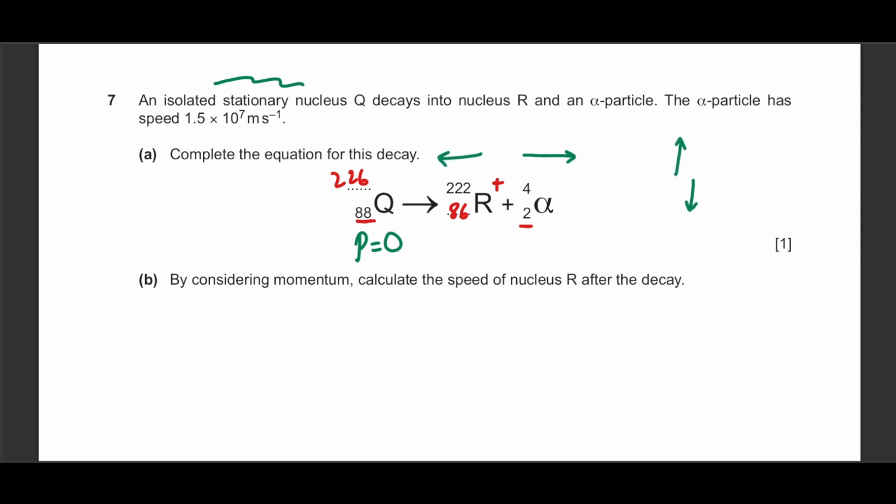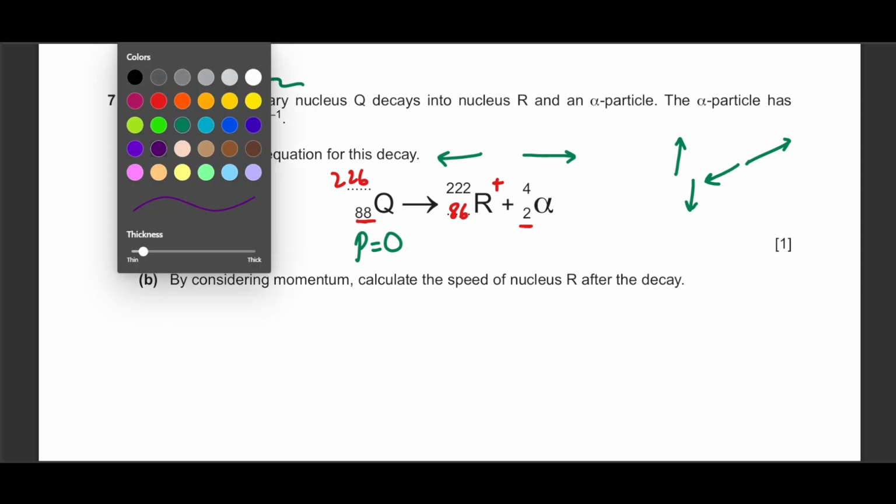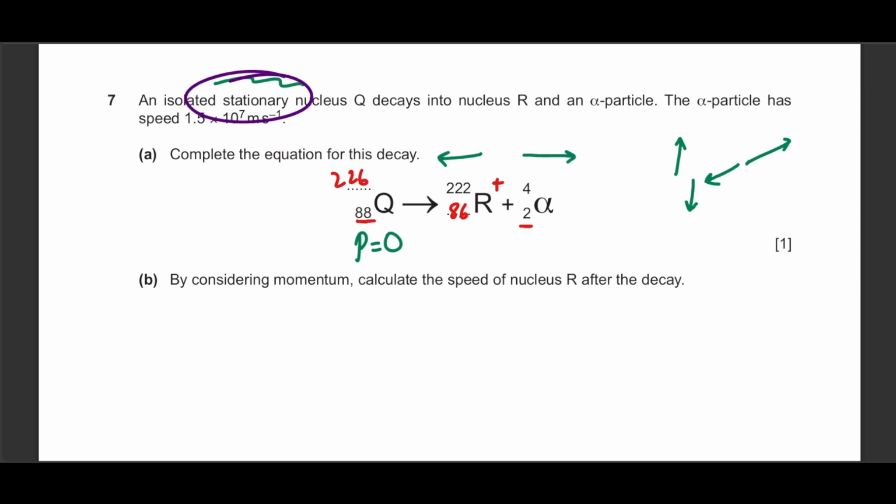If alpha is moving towards this side, R should be moving towards this side, because they should possess equal and opposite momentum, because we want to make sure that the total momentum stays 0, as is given in the question. If it's stationary, then the value of mv gives you 0.